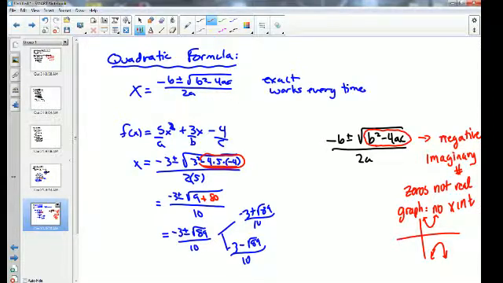Okay? If you want a math term, this is called the discriminant. We like the discriminant in math class.